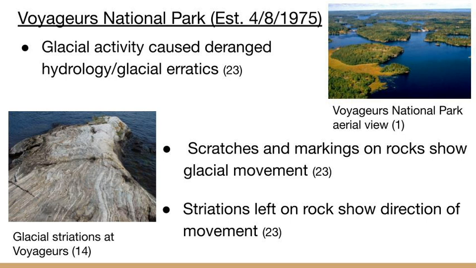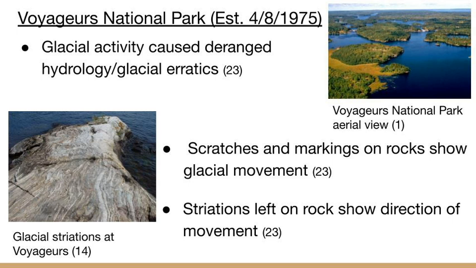Hello, I'm Jeannie, and slightly west of Isle Royale is Voyagers National Park, located in northern Minnesota, also near Lake Superior. Similar to Isle Royale, Voyageurs was also affected by glacial activity. We can physically see this sort of activity here in the park in a couple of ways.